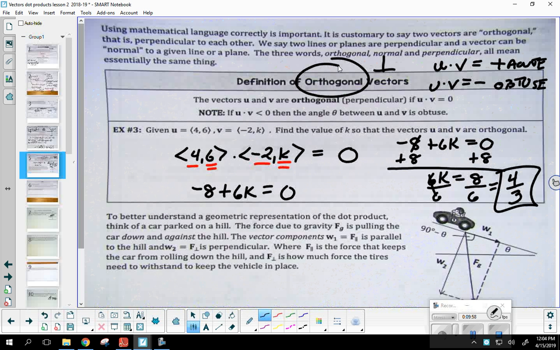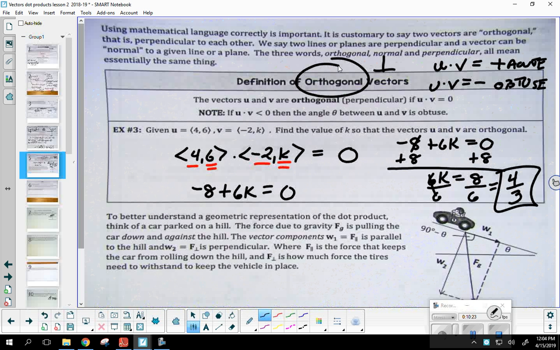Okay. Well, let's go ahead and start looking at how we use some of these in the real world. We're going to have two types in this section. We're going to have incline problems, so problems where you've got some item sitting on a hill or a slope, and you want to figure out the magnitude, the amount of force needed to keep it from rolling down the hill. And then we're also going to have work problems.